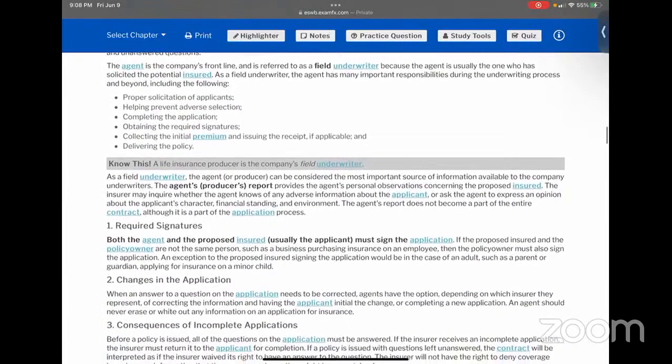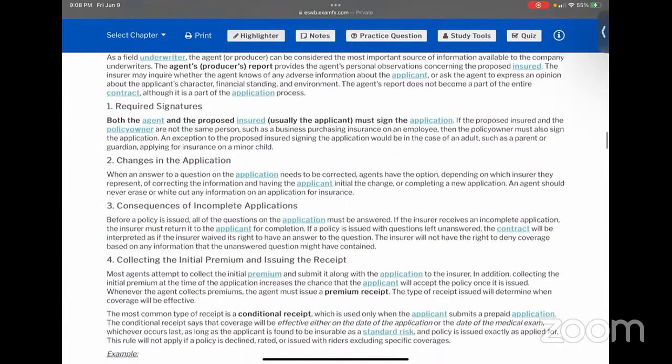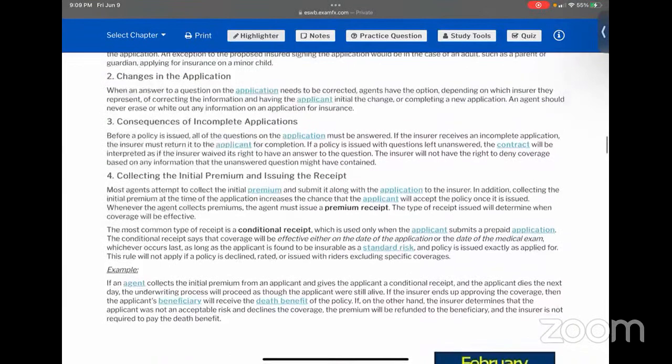Because I remember seeing it right here: consequences of incomplete application. Before an application is issued, all of the questions on the application must be answered. If the insurer receives an incomplete application, the insurer must return it to the applicant for completion. If a policy is issued with questions left unanswered, the contract will be interpreted as if the insurer waived its rights to have an answer to the question. Yeah, so it's the same. That's the same as what I was saying.